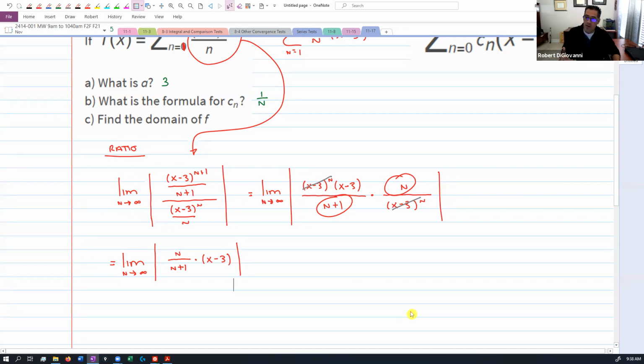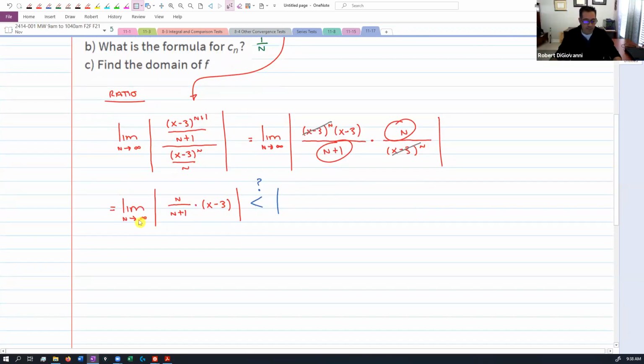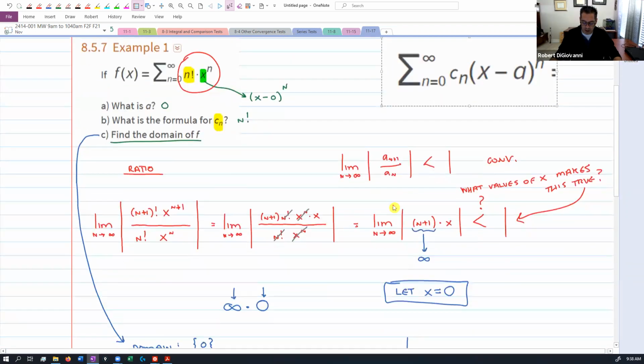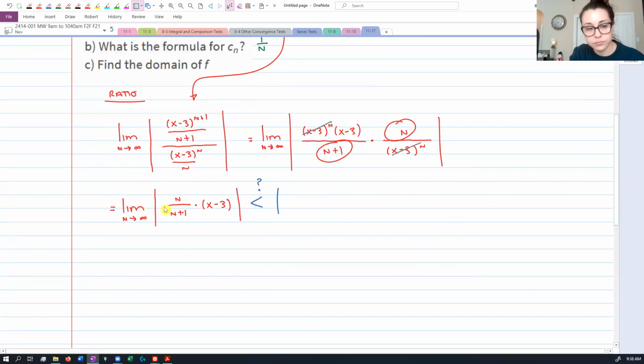Now, just like before, I want to know what's going to keep this less than 1, right? What values of x will keep that less than 1? If I can keep it less than 1, then I should have convergence? Well, what happens when n goes to infinity? Infinity over infinity. Does it do what the previous problem did? The previous problem, when we let n go to infinity, this went to infinity, right? So the only way to control that was to let x be 0, right? But here, what happens when n goes to infinity? What does that head to?